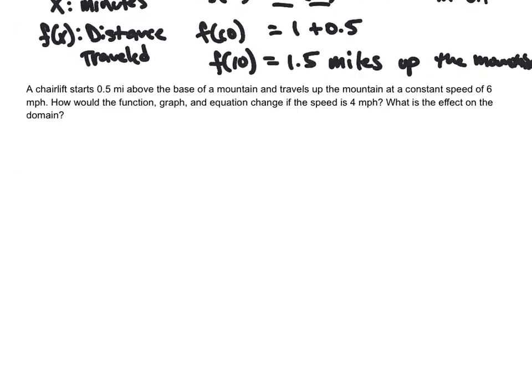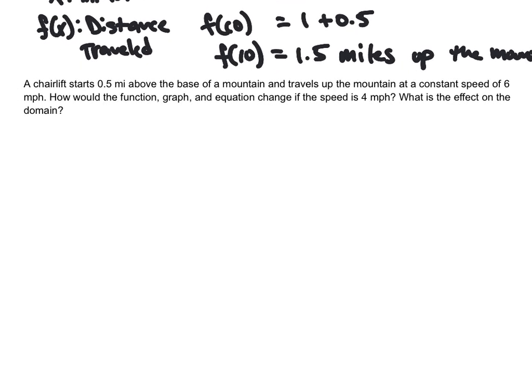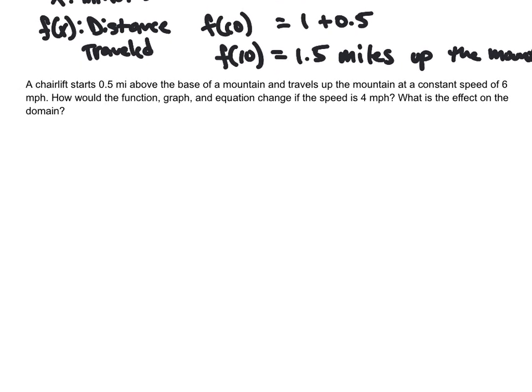All right, so let's talk about this. On this one, it says, kind of the same question. A chairlift starts 0.5 miles above the base of the mountain and travels up the mountain at a constant speed of 6 miles per hour. How could the function, graph, and equation change if the speed is 4 miles per hour?